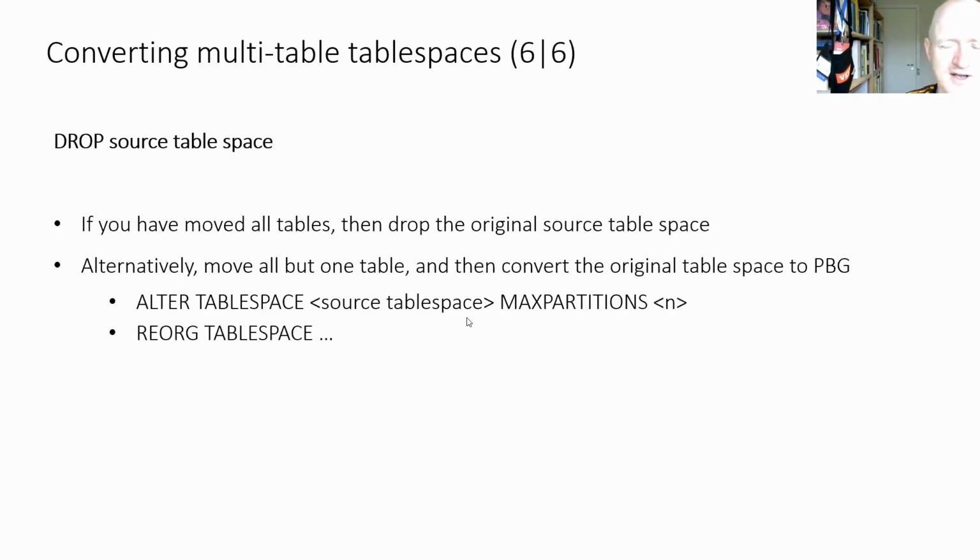And then finally, if the original source table space is empty, you can drop it. Another strategy would be to move all but one table. Then you have one table left in the original table space, and now you can convert that to a PBG, business as usual.